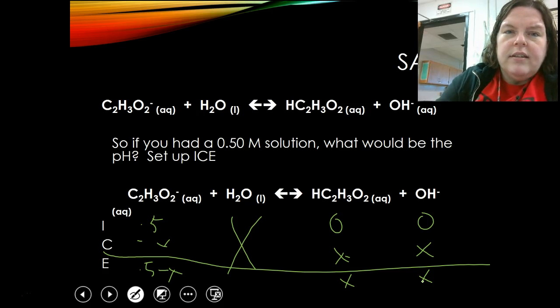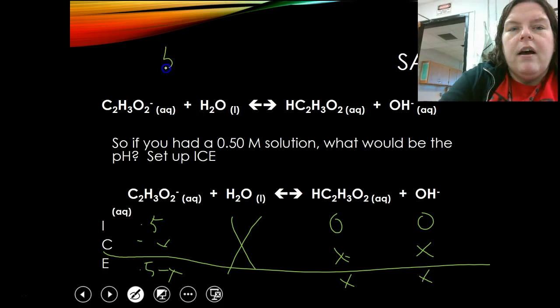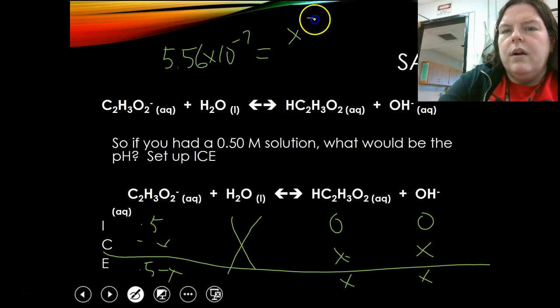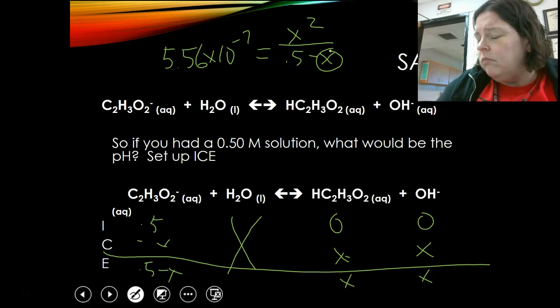Then once we have our ice table, we will set up an equation. I'm going to go up here at the top to set up the equation, okay? We have 5.56 times 10 to the negative 7th is equal to x squared over 0.5 minus x. We're going to negate the x, so we're not going to use the x at all, okay? Because times 10 to the negative 7, it's so small.